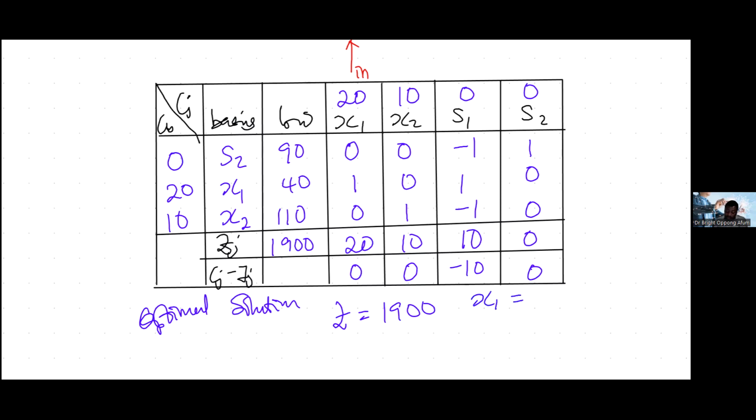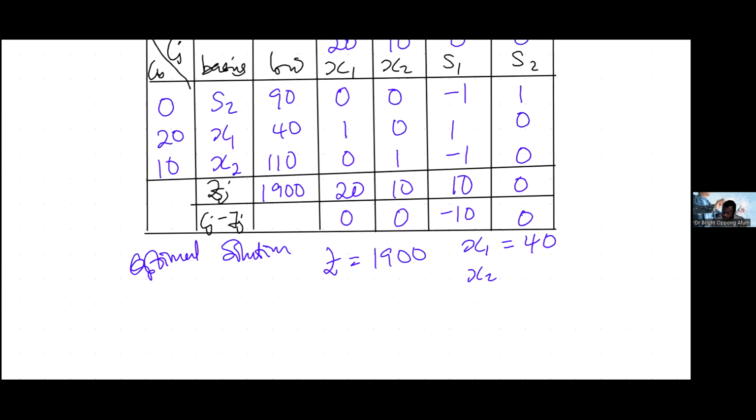X1 is, what value is here? 40. X2 is 110, and S2 is 90. There is a surplus here, right? So this is the strategy.